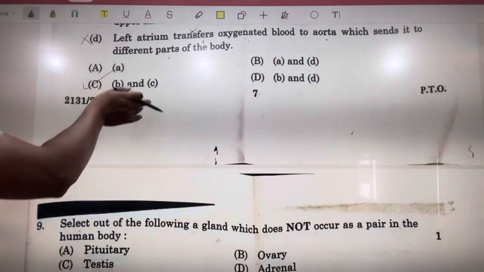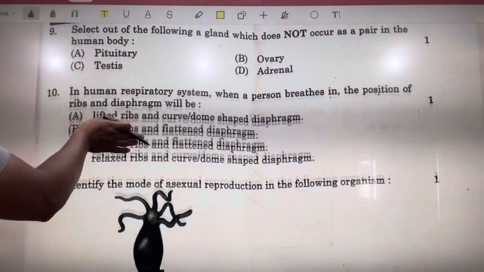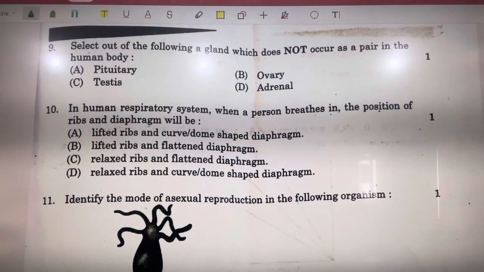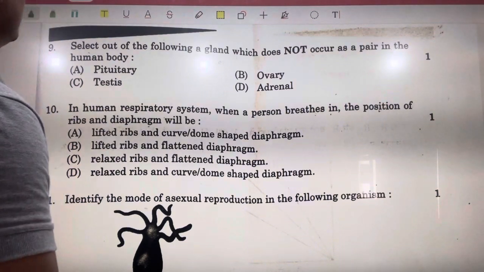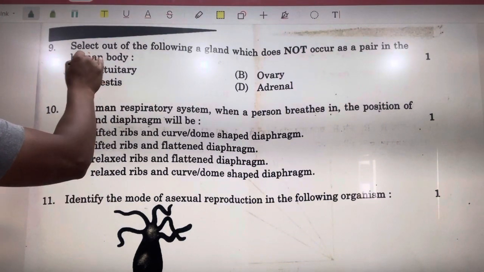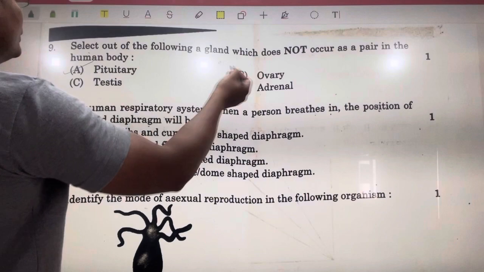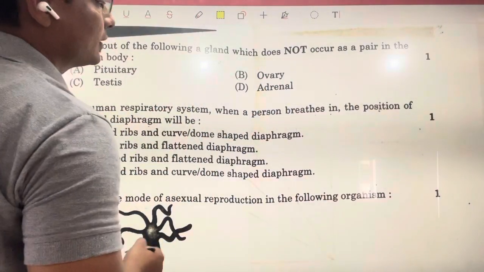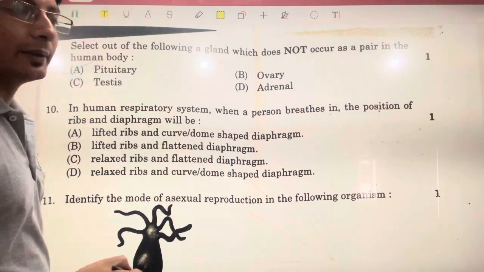The 9th question: select out of the following gland which does not occur as a pair in the human body. So pituitary gland is a single one only, ovaries are 2, testes are 2, and adrenal glands are also 2, each one on a kidney.